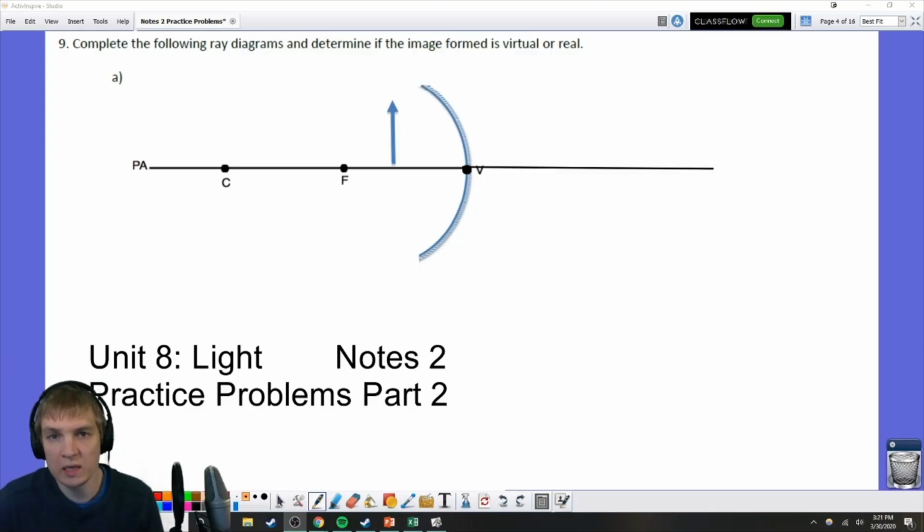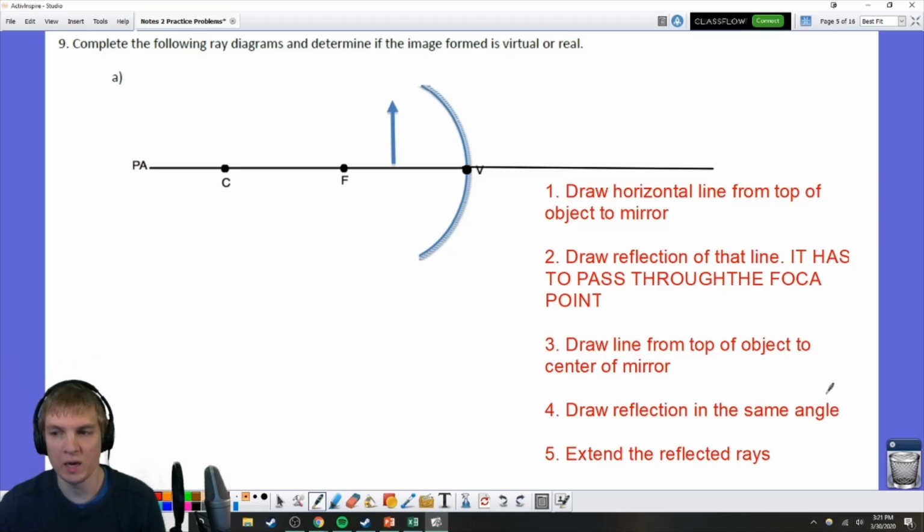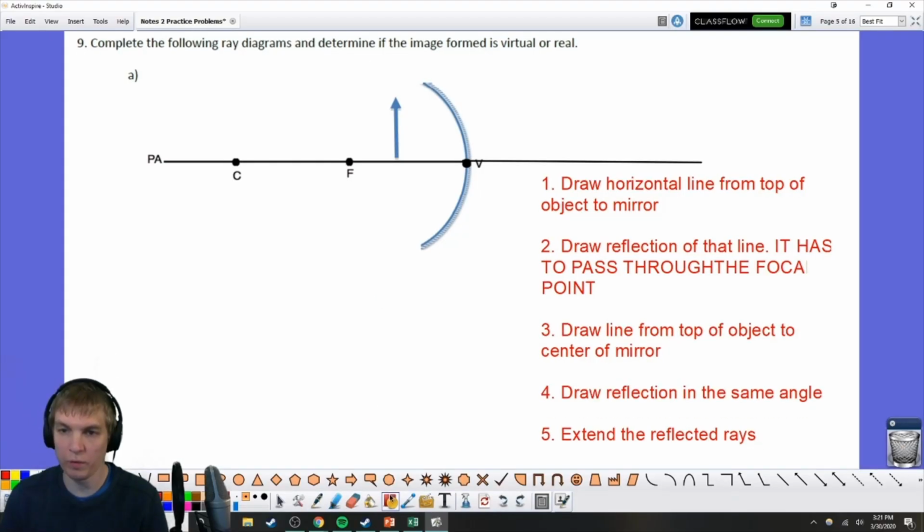Number 9 says, complete the following ray diagrams and determine if the image formed is virtual or real. You can use the little diagrams that I showed at the end of the lecture video, but I actually have a set of rules on how to complete ray diagrams. These are the rules that I like to follow when drawing these ray diagrams. So let's follow along with the rules and see if we can figure out what the reflection will look like for this arrow.